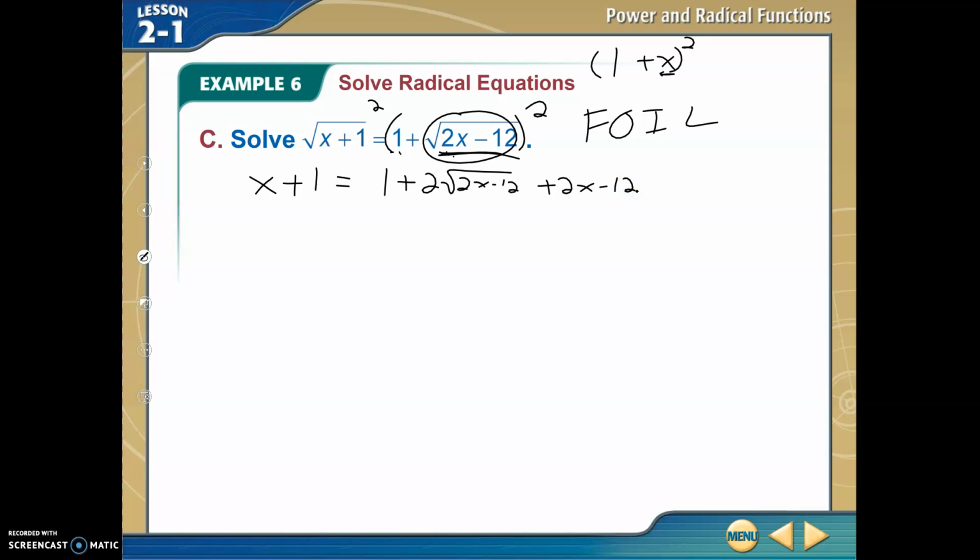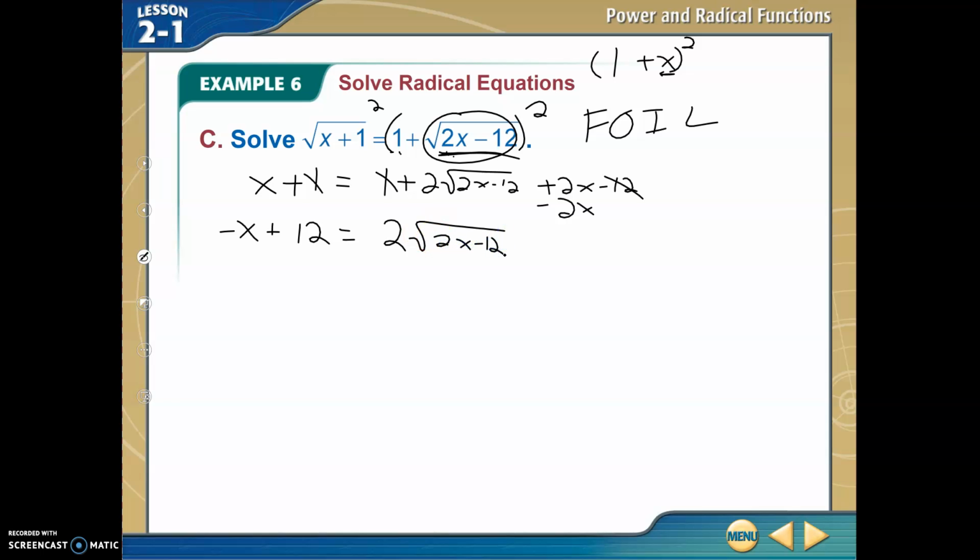Now I want to get everything away from that root. Okay, so I get it away. If I subtract 1, that goes away. Add 12, I get 12. Subtract 2x from each side, I get negative x. So I have negative x plus 12 is 2 square root of 2x minus 12.